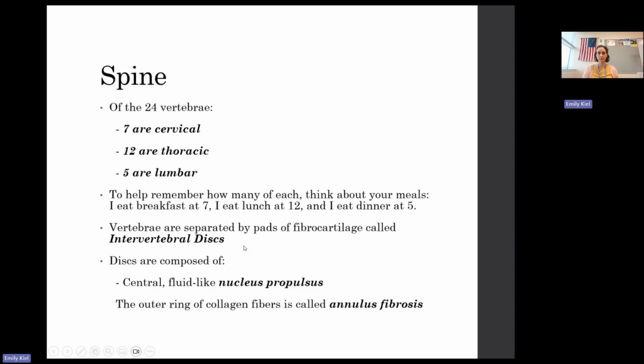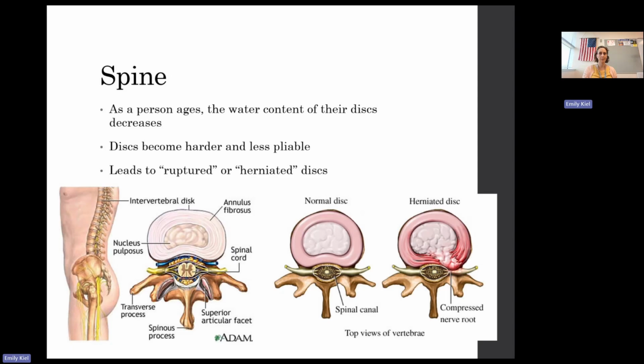And then in between the vertebrae are intervertebral discs. And these have a central fluid-like nucleus pulposus and an outer ring of collagen, kind of stringy fibers known as annulus fibrosus. And when people talk about having a bulging disc, this is what they're talking about. I kind of think of it like a jelly donut, and sometimes a little bit of the jelly is escaping from where it normally should be and causing irritation to the spinal cord itself.